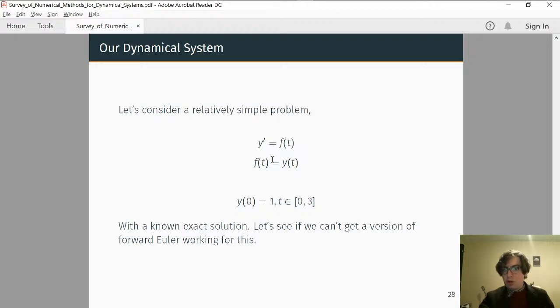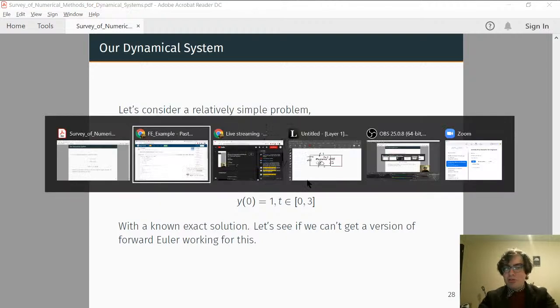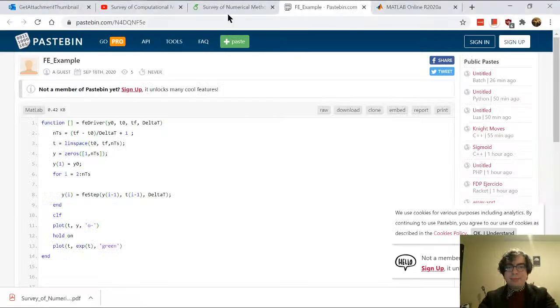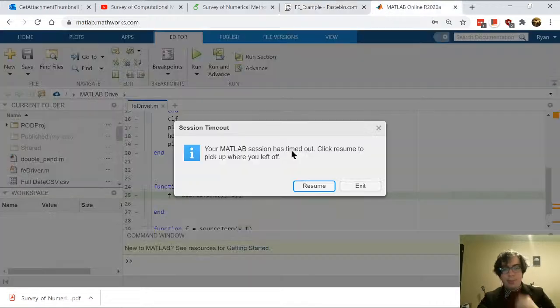And this thing has an exact solution, right? What function is its own derivative? Y prime is equal to y. That's the exponential function. So we know the exact solution to this. We can also essentially look at it in MATLAB. All right, so I've got a MATLAB window here.